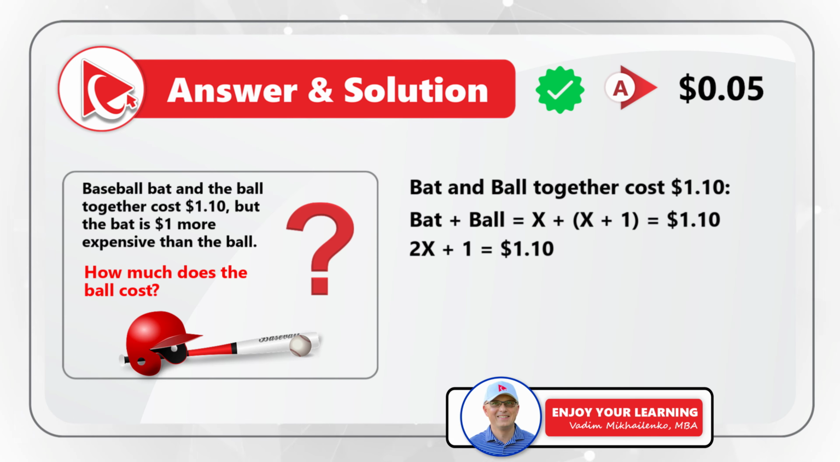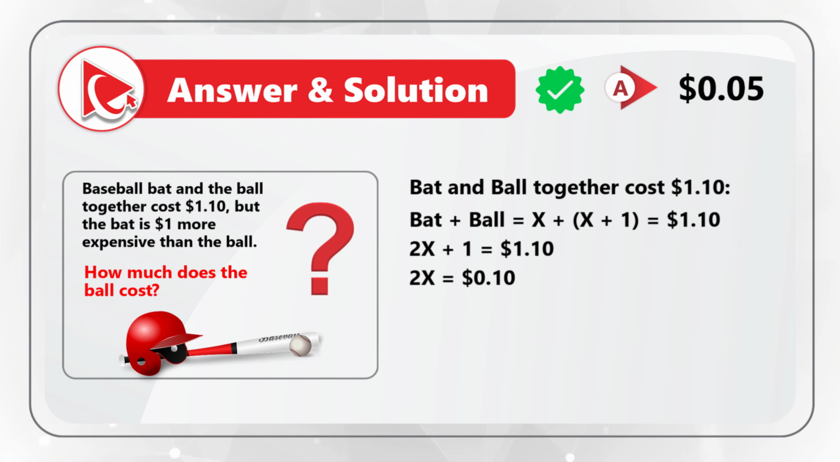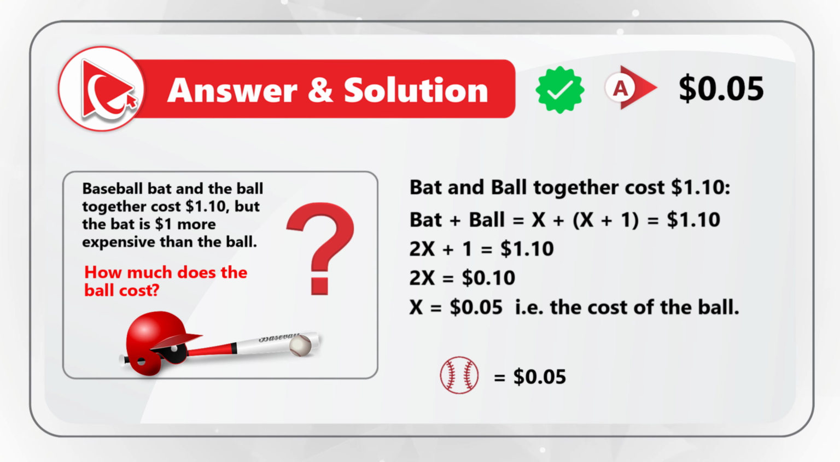If we simplify, we would find out that 2x equals 10 cents, which basically means 2 balls equal 10 cents, which means that the cost of 1 ball, the x, equals 5 cents. That tells us that the cost of the ball is 5 cents and the cost of the bat is $1.05.